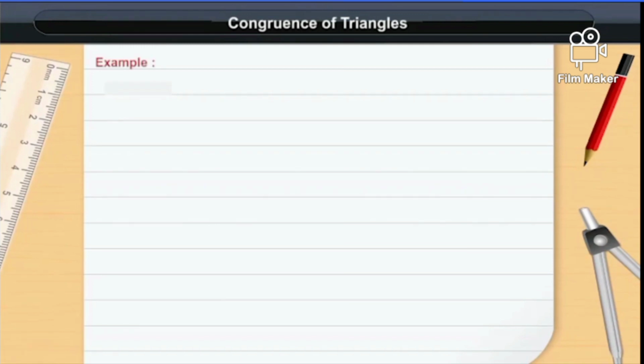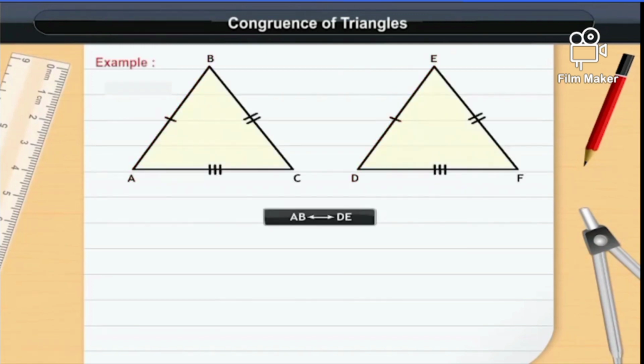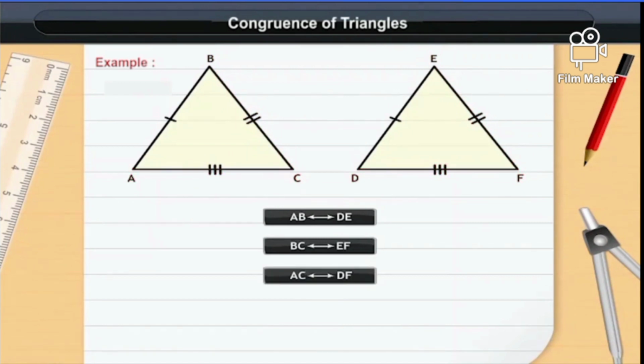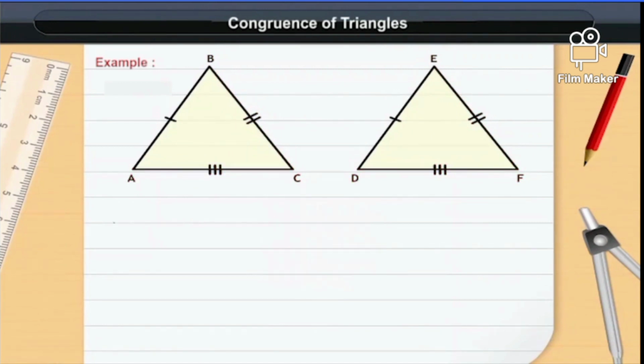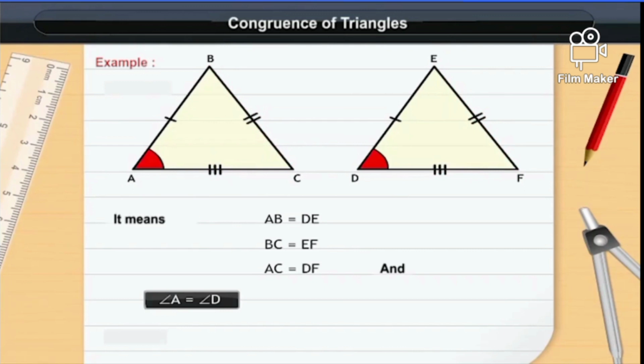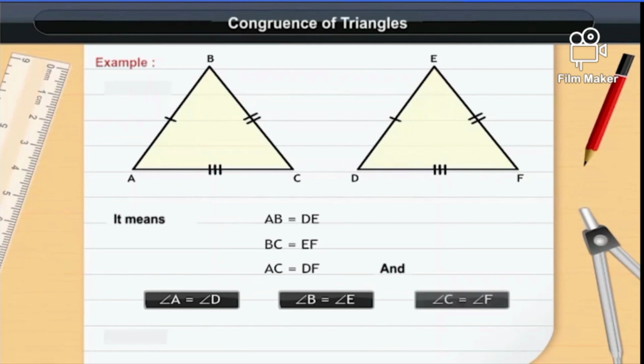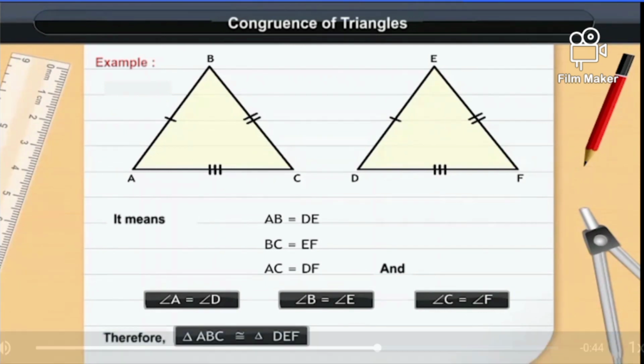Let's understand this with an example. In the given figure, side AB is congruent to side DE. Side BC is congruent to side EF. Side AC is congruent to side DF. It means AB is equal to DE, BC is equal to EF, AC is equal to DF, and angle A is equal to angle D. Angle B is equal to angle E, angle C is equal to angle F. Therefore, triangle ABC is congruent to triangle DEF.